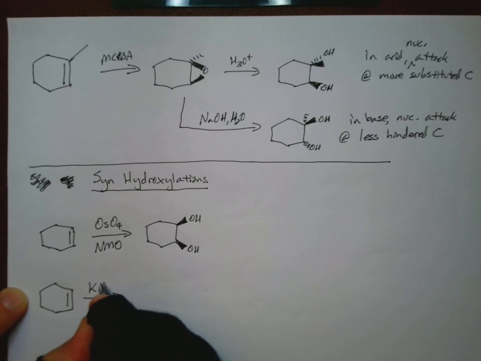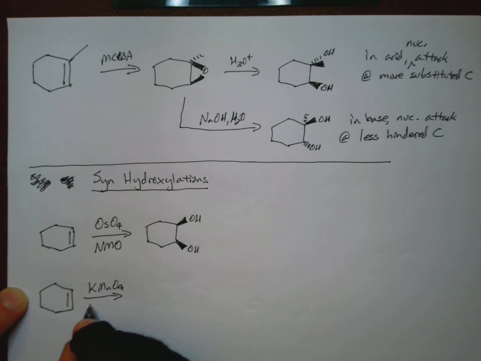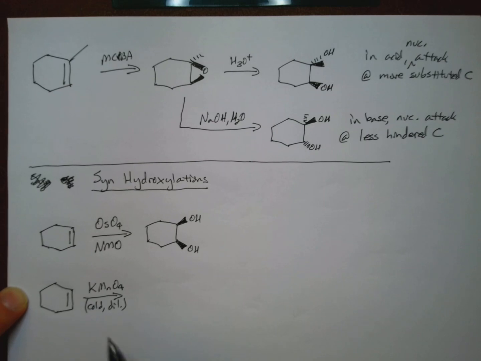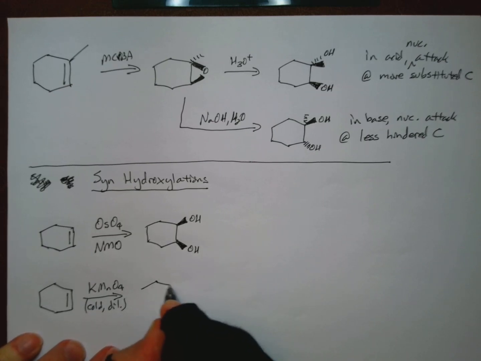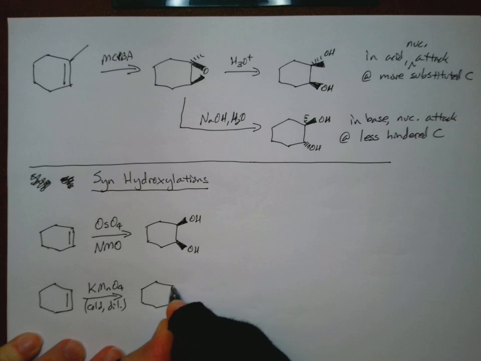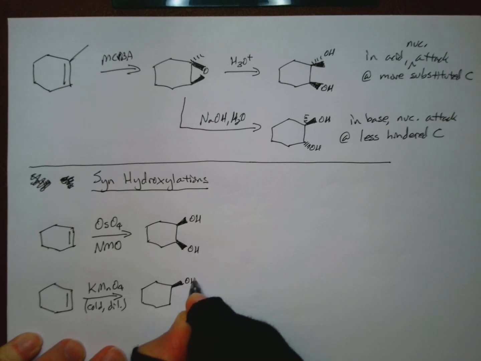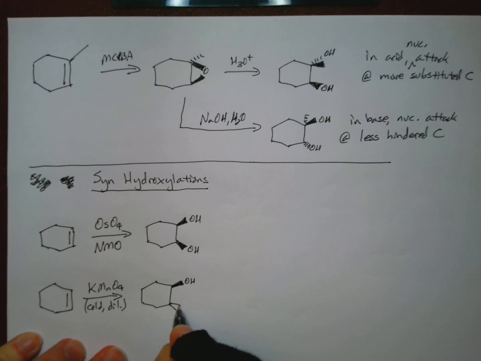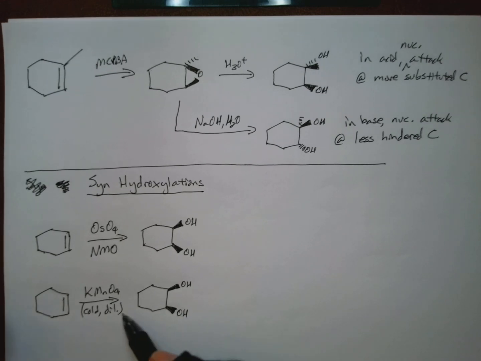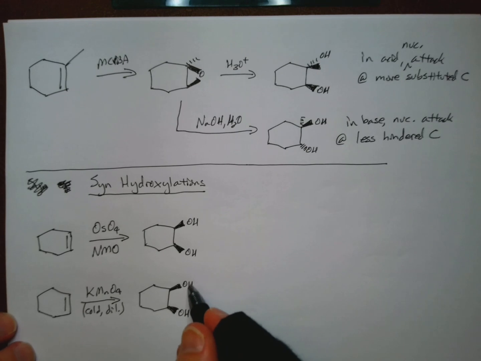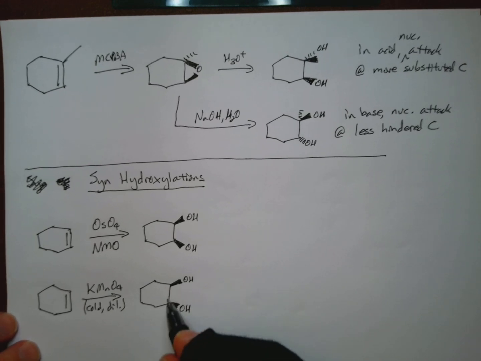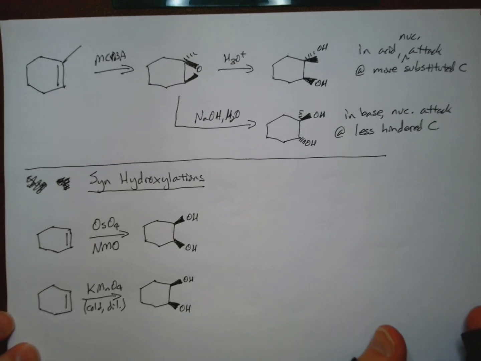Let's do KMnO4, cold and dilute. That will give us the same result. Perhaps a little harder to control because permanganate is actually a very good oxidizing agent. And you know, if it's too warm, if it's a little acidic or basic, we may get an actual oxidative cleavage, which we'll talk about in the next lecture.